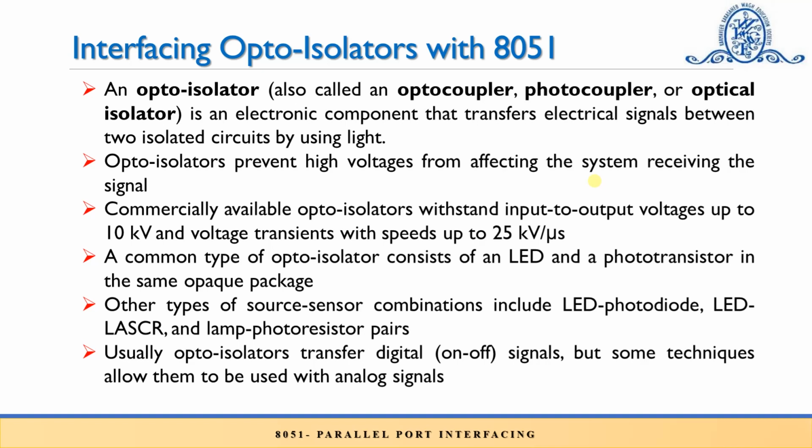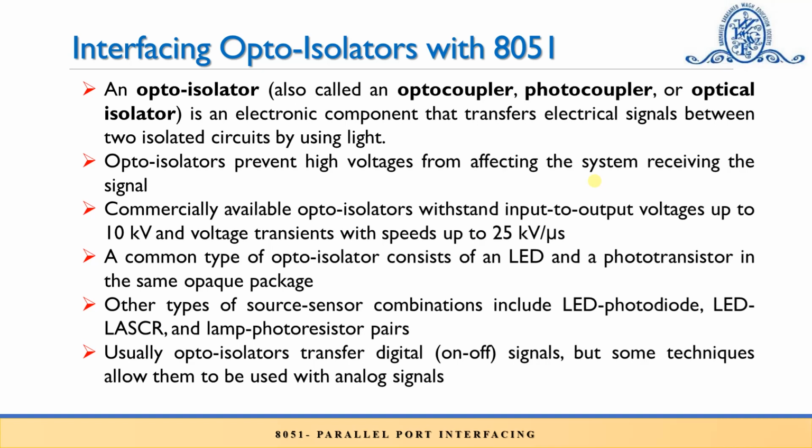Now, basically, what is an opto isolator? Opto isolator, which is also called as an optocoupler, photocoupler or optical isolator, is an electronic component which transfers electrical signal between two isolated circuits by optical link by the way of light. The optoisolators prevent high voltages from affecting the system receiving the signal.